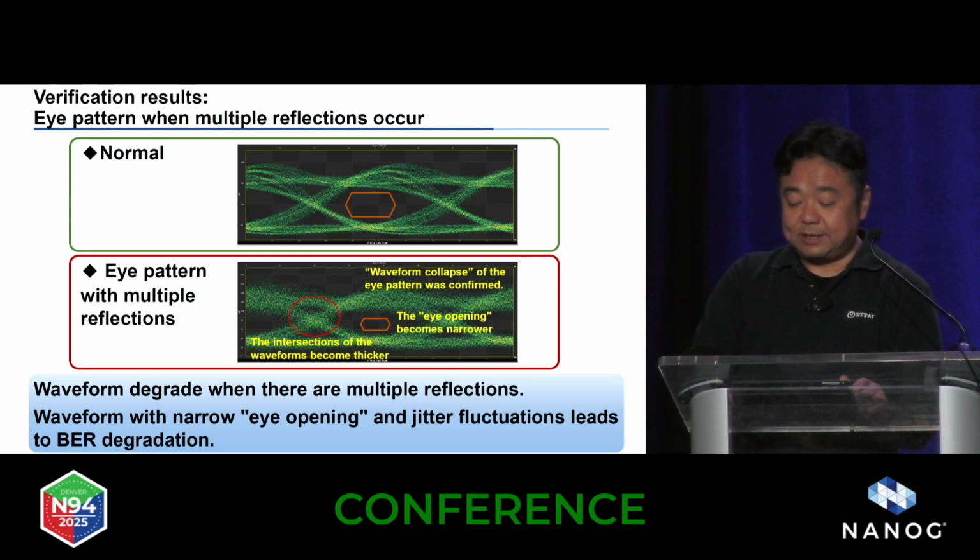This means that the waveform of the light transmitting zeros and ones has been distorted. Multiple reflections disrupt the right waveform, resulting in a worsened bit error rate.